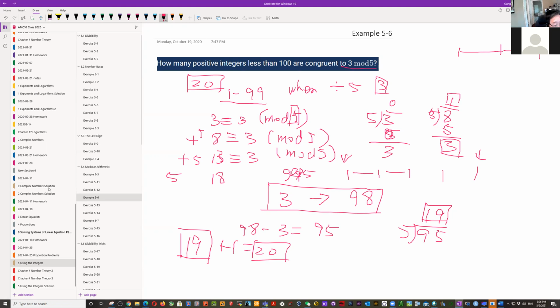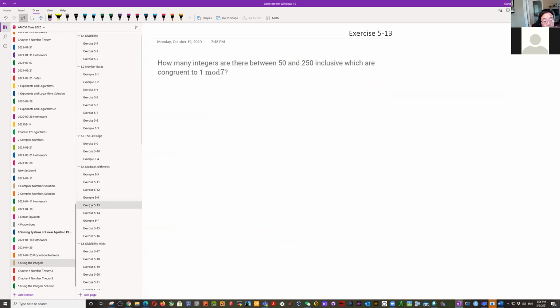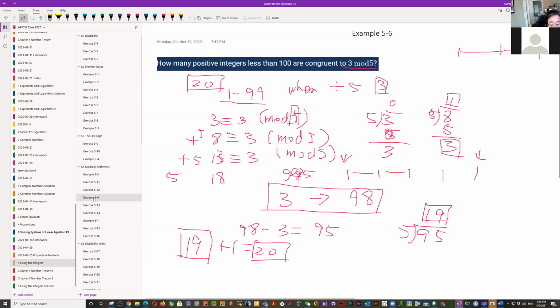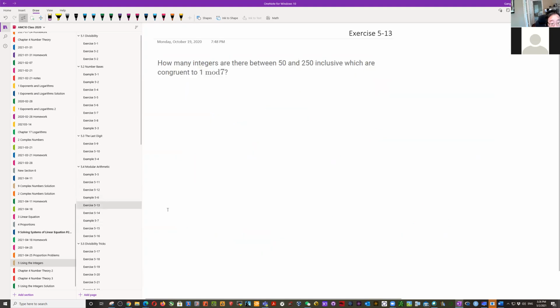Okay, so let's go to the next one. This is going to be a similar problem. Let's give this problem a try, because I just explained the previous one. Hopefully this one will make a little bit of sense to everyone. How many integers are there between 50 and 250 inclusive which are congruent to 1 mod 7? So let's count down 1 minute.